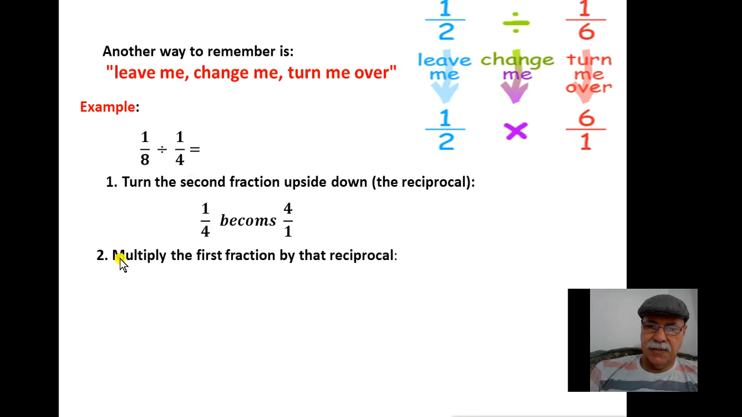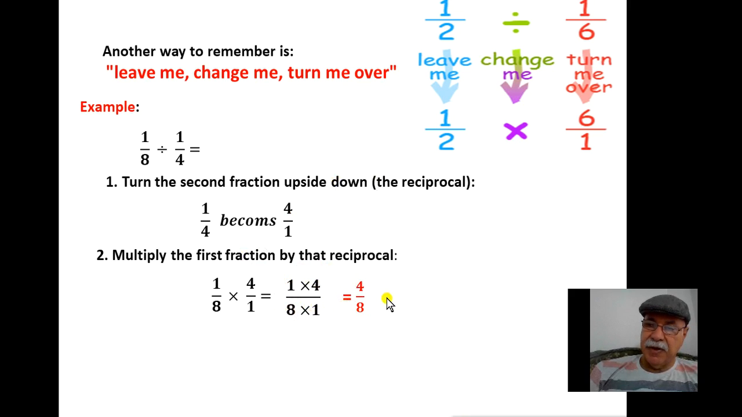Second step, multiply the first fraction by the reciprocal. We get 1 over 8 times 4 over 1, like this. This is a new fraction after we do it like this. Third step, we simplify this. 1 times 4 is 4, 8 times 1 is 8.